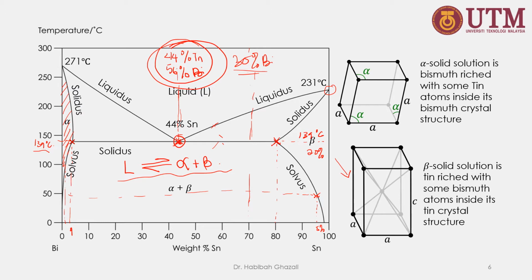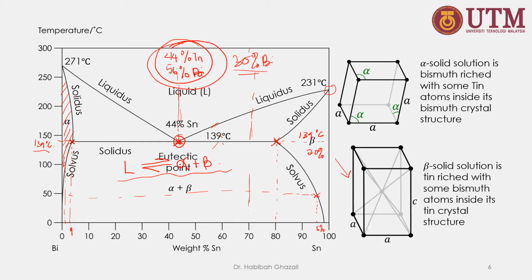It will begin at 139 degrees when we have 44% of tin inside our liquid. It will start to solidify at 139 degrees Celsius. Everything will start to solidify. Some of the solid will transform to alpha solid solution and some will transform into beta solid solution. In the end, we will have a microstructure that consists of alpha and beta solid solution. This is what we call the eutectic point.